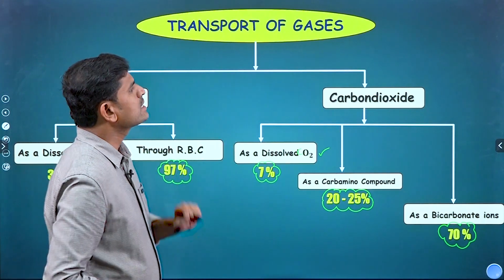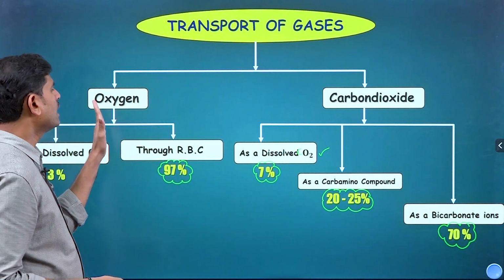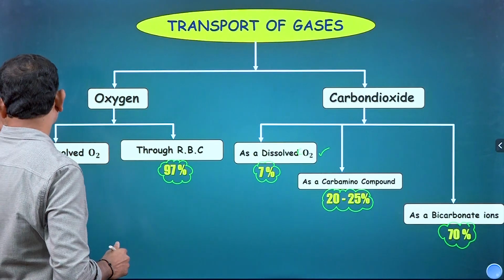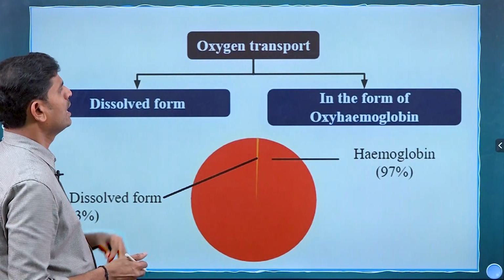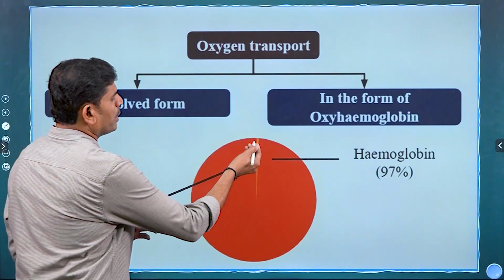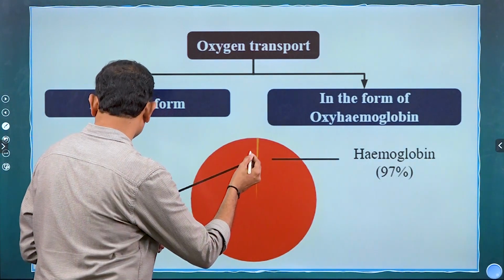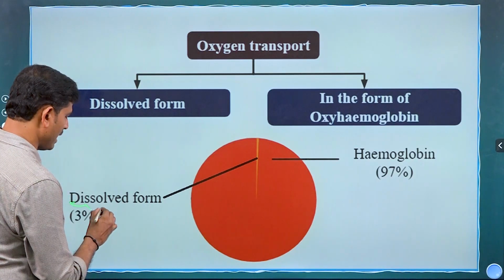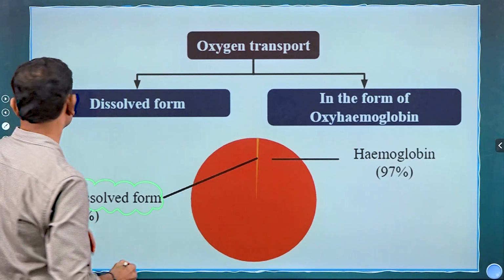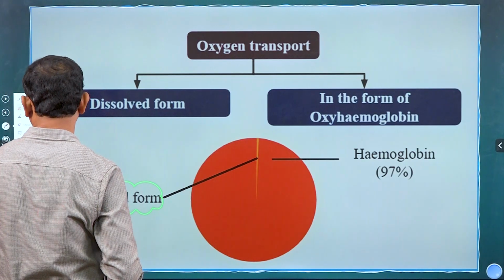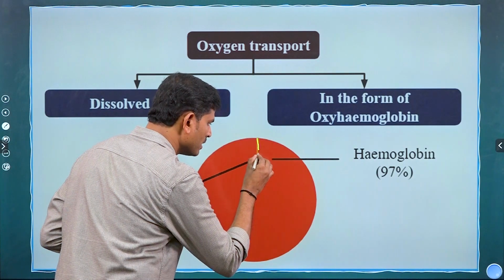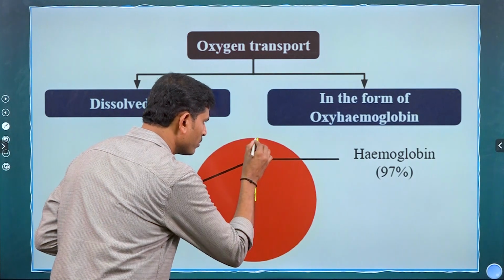Now we can see the first method, oxygen transportation through the two methods. The minor method is the dissolved form, only 3%, and this dissolved form 3% is mentioned in the picture with a separate color, clearly.